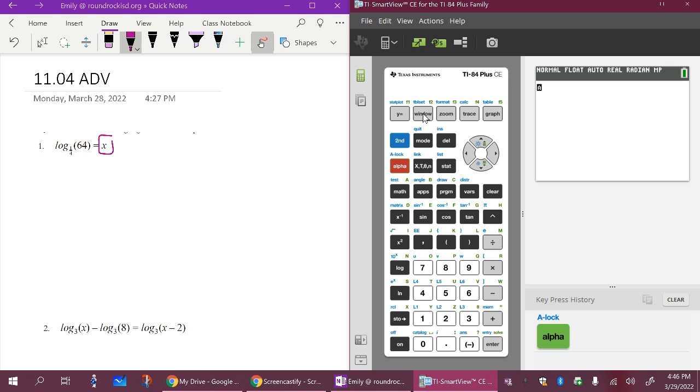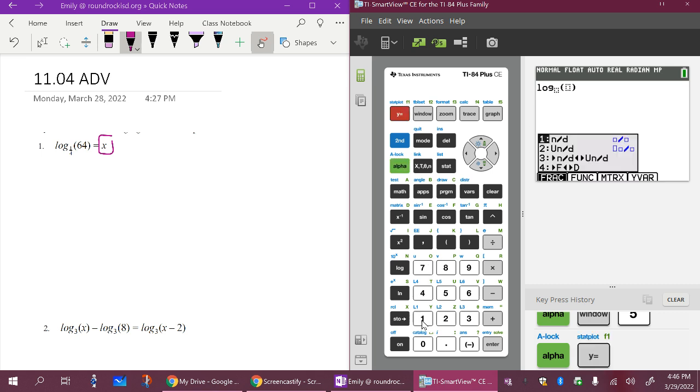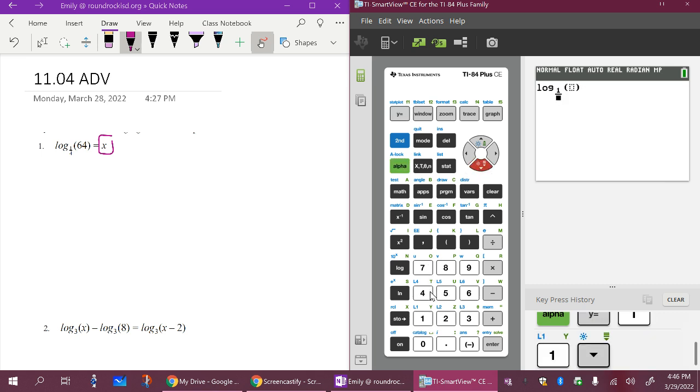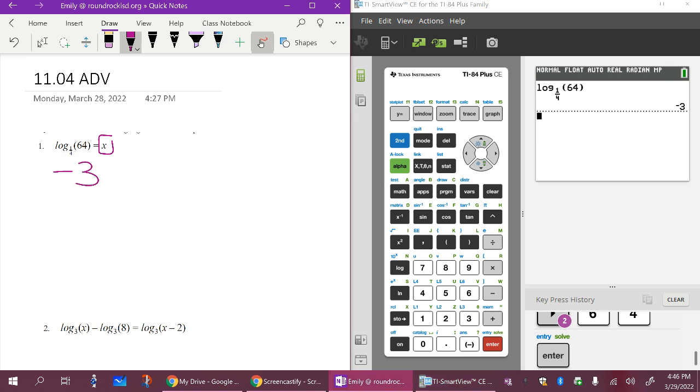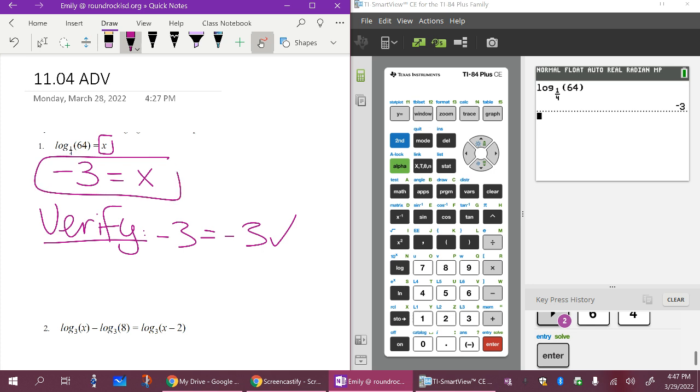So we can go ahead and do alpha window 5 base 1/4 of 64. Verify. And really the only thing we can do for verifying for this one is make sure we typed everything in correctly, and we did. So -3 is our answer.